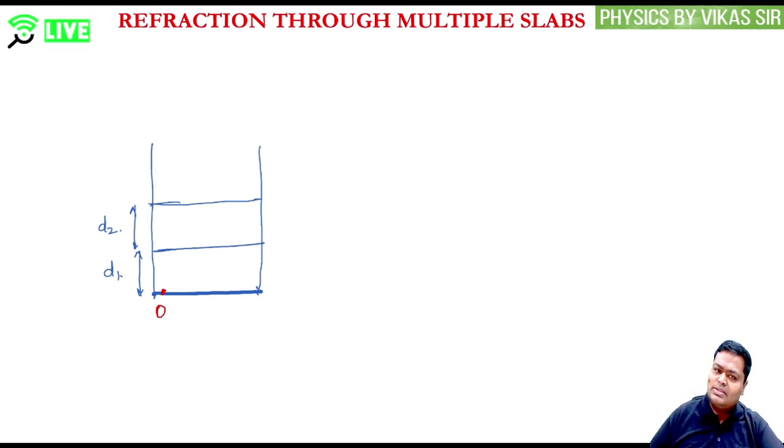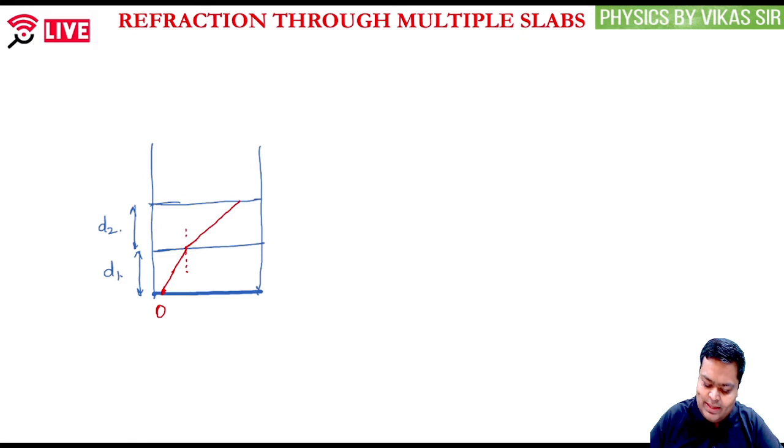Let me show by the sketch of the diagram. So the ray of light starts traveling from here and it moves from D1 to D2. मतलब कहाँ से कहाँ जा रही है? It is moving from the denser to the rarer medium. So D1 is optically denser than D2 and D2 is optically denser than air. So first the ray is incident from D1 to D2, first interface पे. So it is traveling from the denser to rarer, so it bends away from the normal.